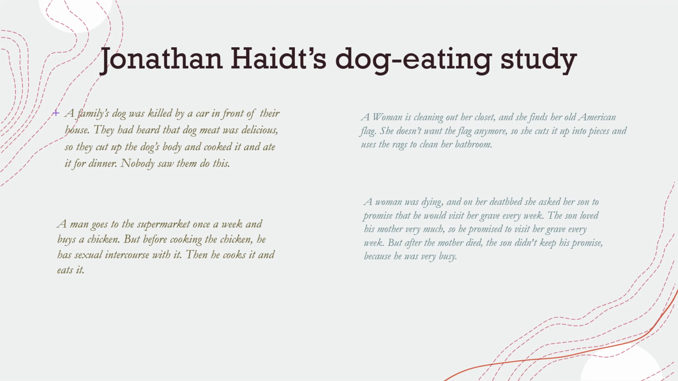A man goes to the supermarket once a week, this is a second example, and buys a chicken. But before cooking the chicken, he has sexual intercourse with it. Then he cooks it and eats it. So again, it's hard to identify a harm here, but our sense of disgust, our revulsion, is definitely triggered. So a question here is, is this a moral response? Is there a kind of moral objection to what's happening here?